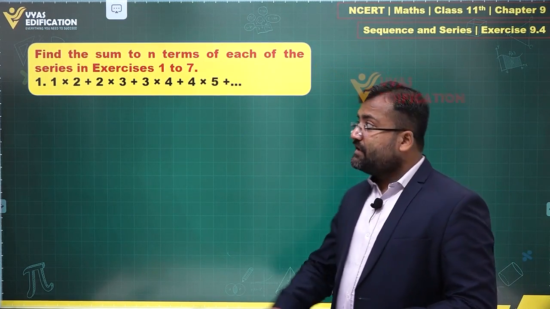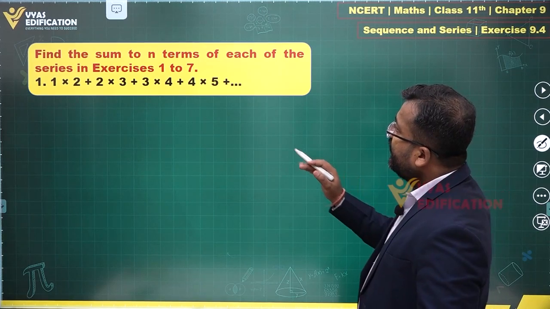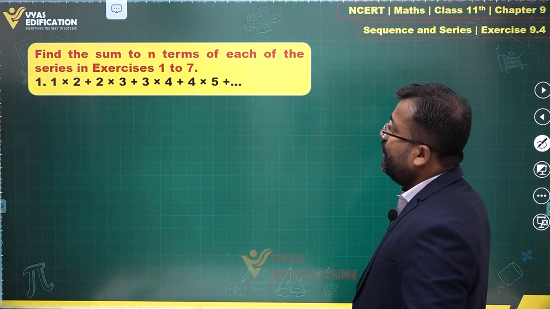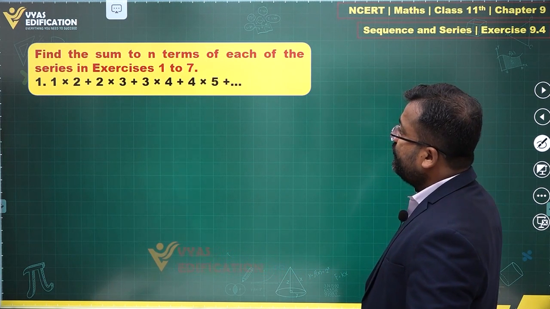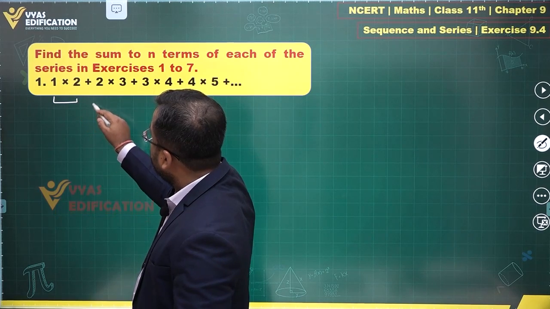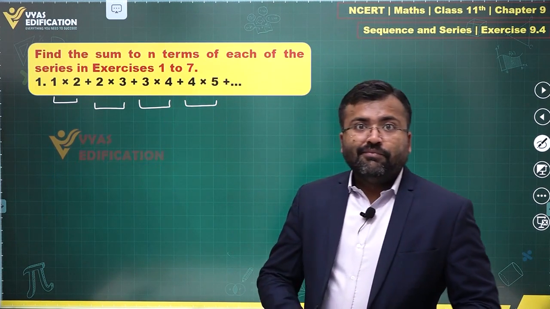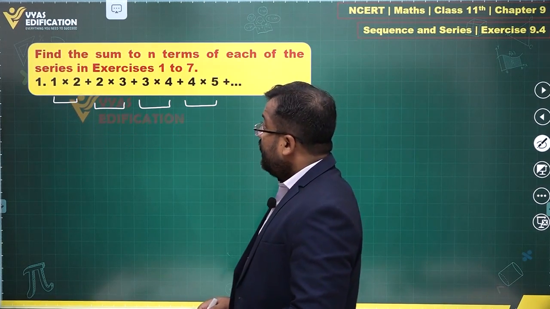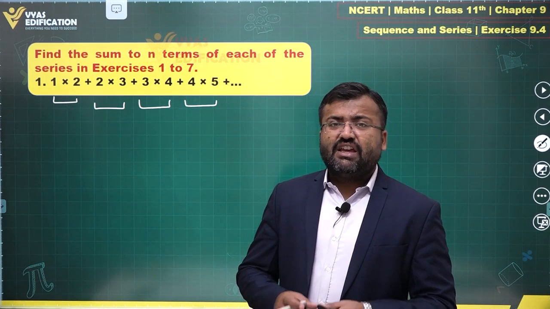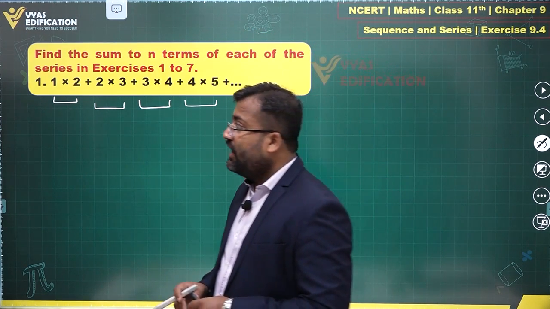The first question says, find the sum up to n terms of each of the series in exercises 1 to 7. Okay, 1 into 2, 2 into 3, 3 into 4, 4 into 5. These are the terms. If you observe, this is one term, this is the next term, this is the next term, this is the next term, right? So, how will we find the sum of this particular series? Finding the sum is very easy if you can write the nth term first. Write the nth term, okay? How will we write the nth term?